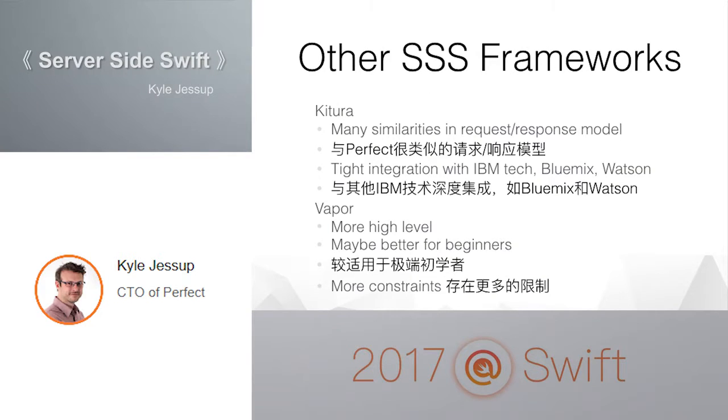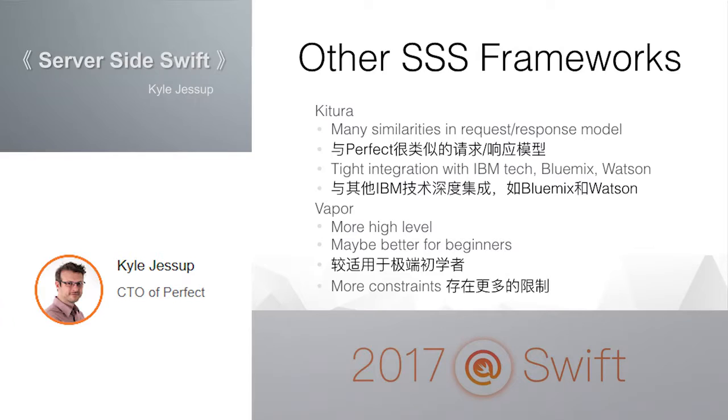Okay, almost done. There are several other server-side Swift frameworks, mentioning Kitura and Vapor here. Those are two other popular systems. Kitura is created by IBM. And if you recall some of the snippets I showed, Kitura has a lot of similarities in how they do the request and response model. What's notable about Kitura is they have very tight integration with IBM technology. It is an IBM project, so as you can guess, they're all about IBM stuff. Integration with Bluemix, Watson, all the stuff that IBM puts out.